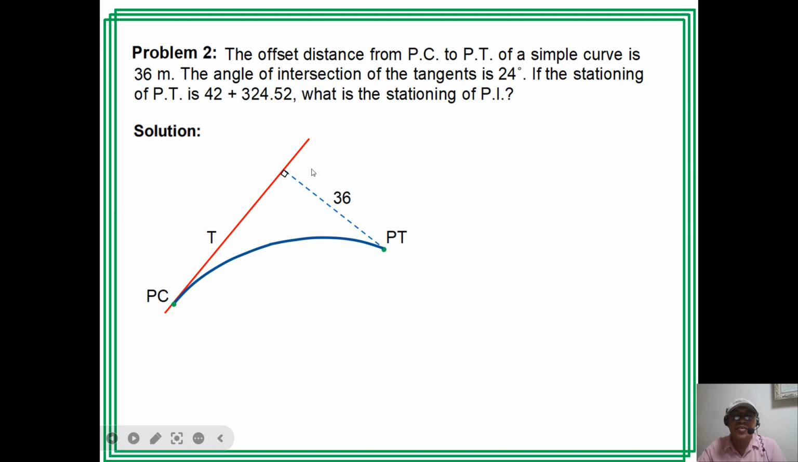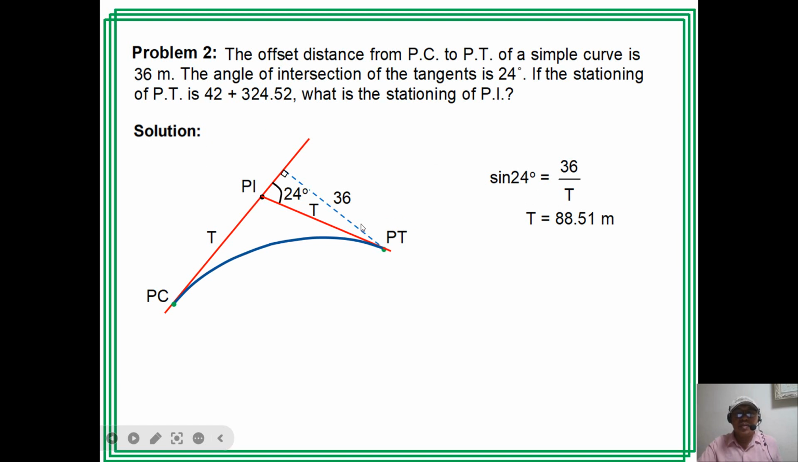Then, the angle of intersection is 24 degrees. So, if I draw the tangent to the PT, we have here angle 24 degrees at the PI. In the figure, this is 36, this is T, and this is 24. I can use the sine function. Sine of 24 is 36 over T. So, I can solve for the tangent, 88.51. Then, the question is the stationing of the PI.